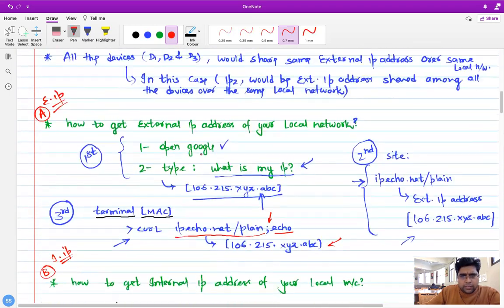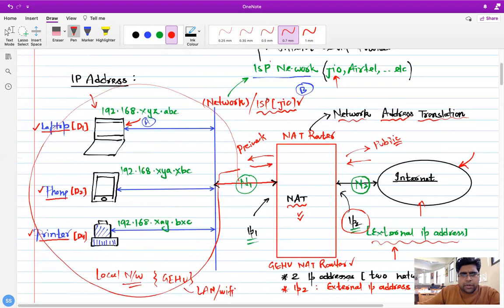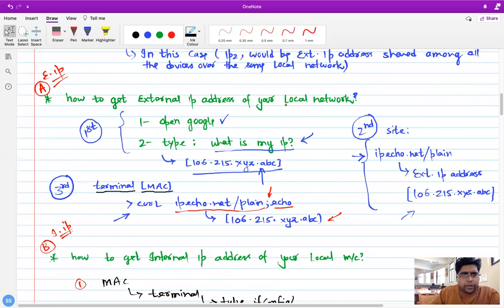So these are three ways to know your external IP address, or the IP address of your ISP, which would be common for all your devices if you have the same ISP.